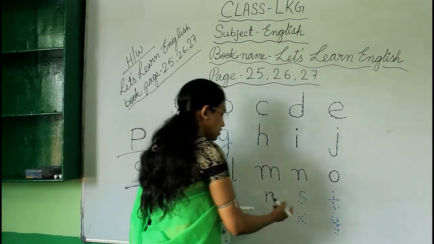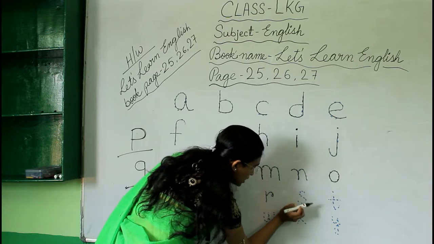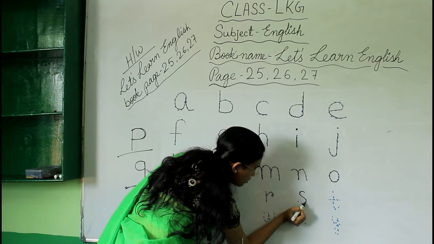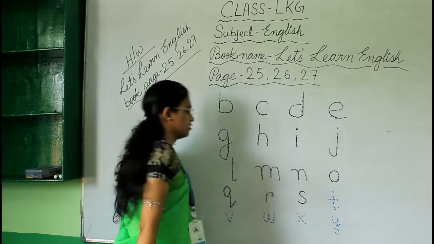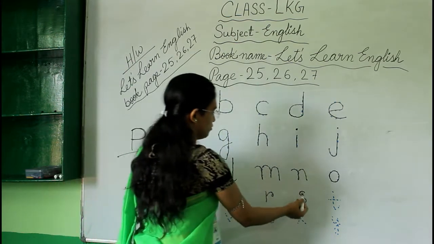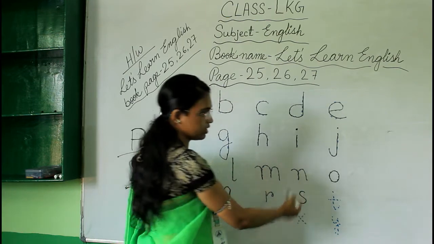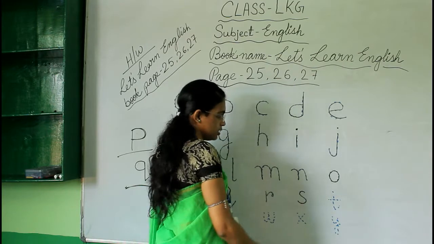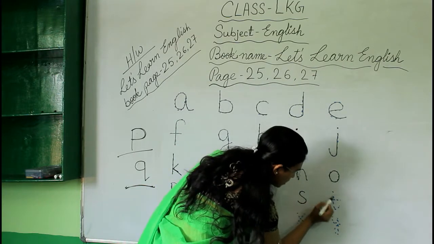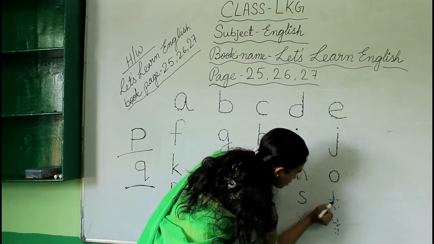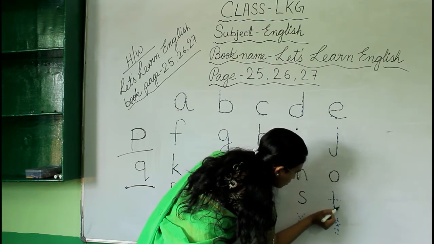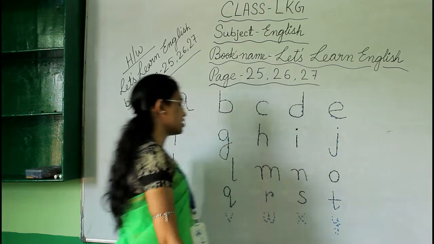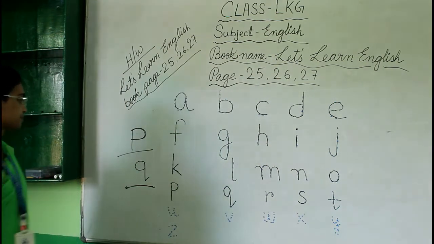Then after R, small letter S. For small letter S, first you have to draw a curved line like this. Then again you have to draw a curved line like this, from right side to left side. Okay? Then after S, which letter? Yes, T. For making T, first you have to draw a straight line, then a small curved line, then a slanting line. This is small letter T.